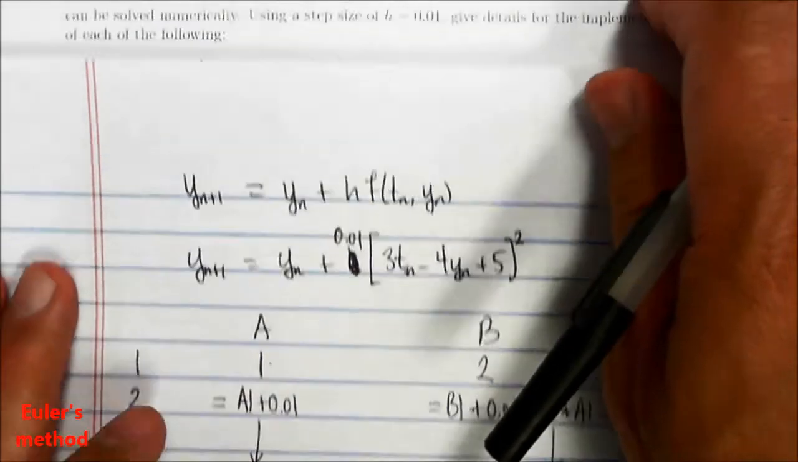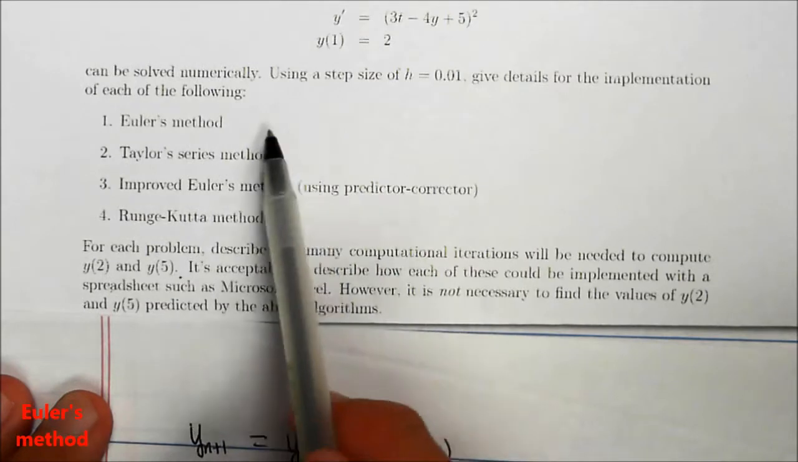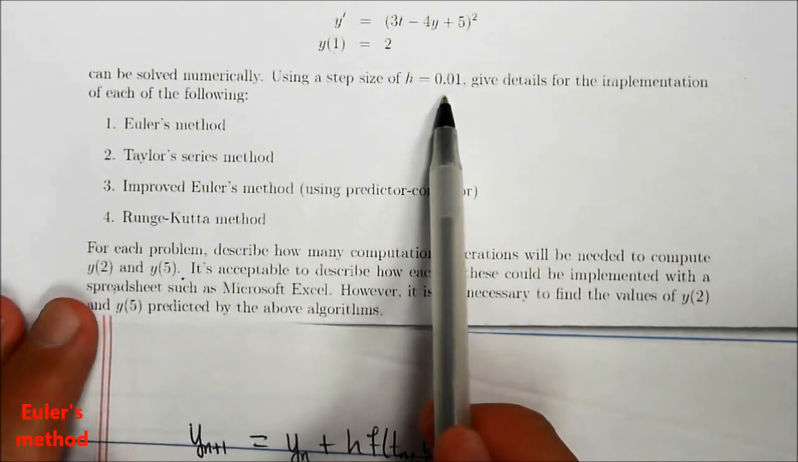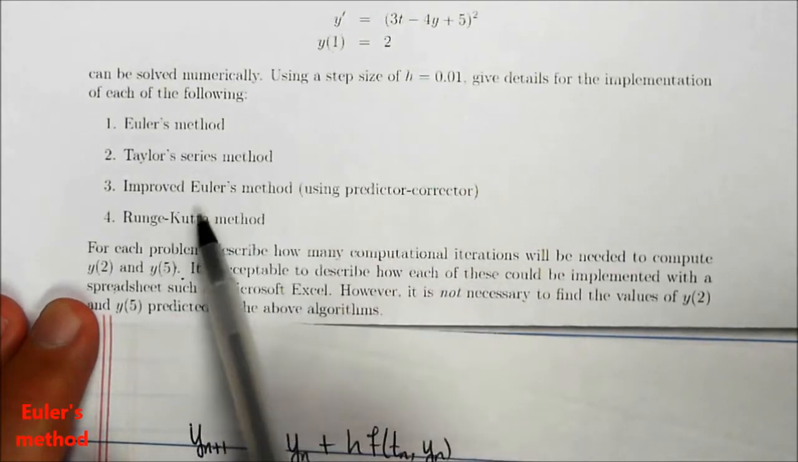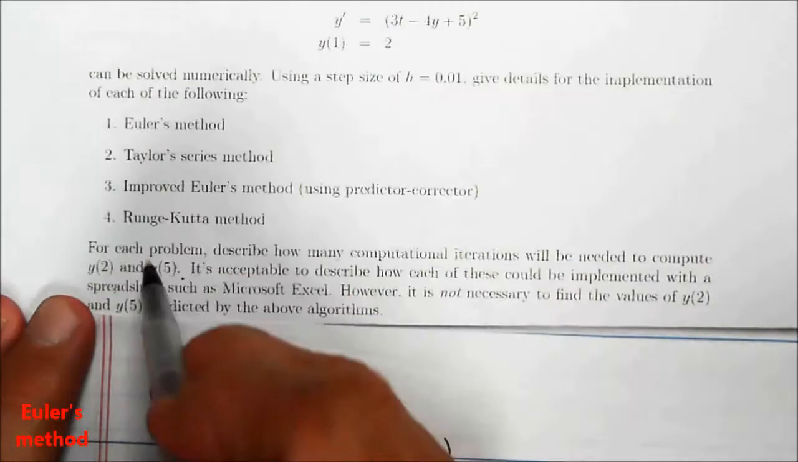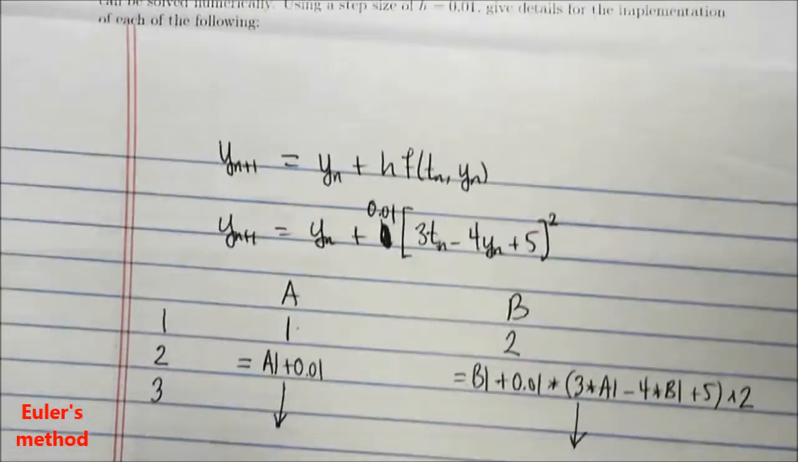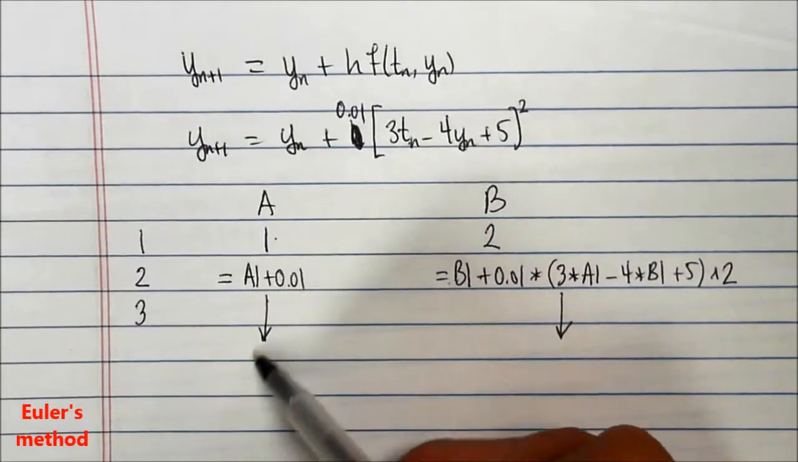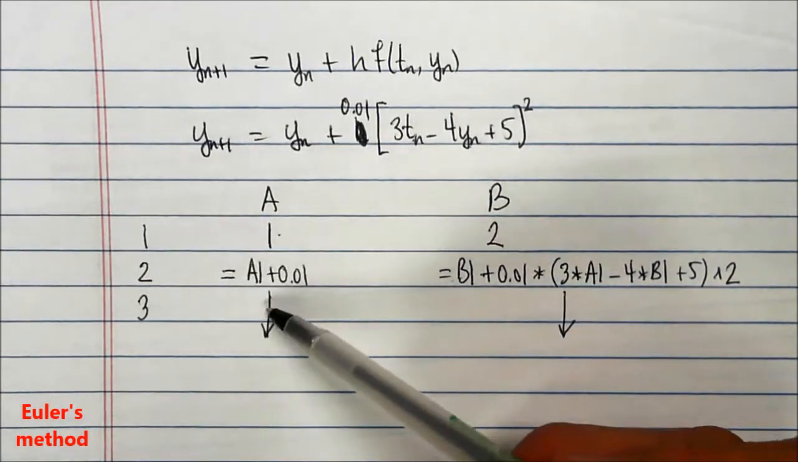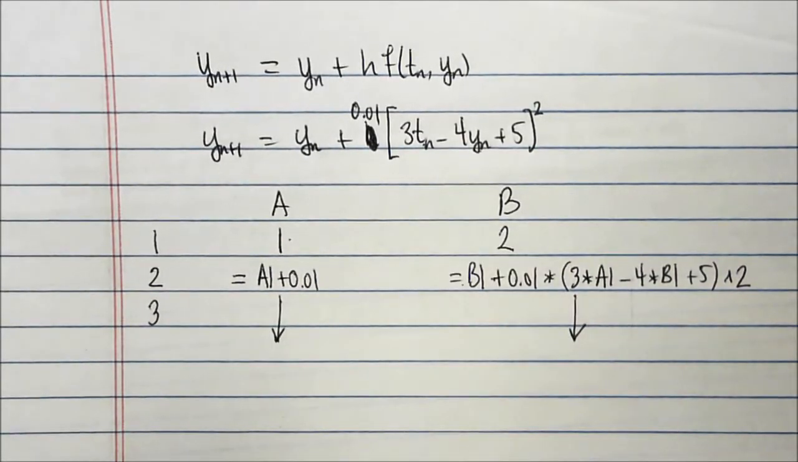Now in the given problem, we're asked to figure out what y of 2 and y of 5 are. If we're starting at 1, to get to 2 is going to be 100 steps. And to get to y of 5, that's a distance of 4 in steps of 0.01, so that's 400 steps. So if I go down to row 101, I would get y of 2. If I go down to row 501, I would get y of 5. And so that's the implementation of Euler's method.